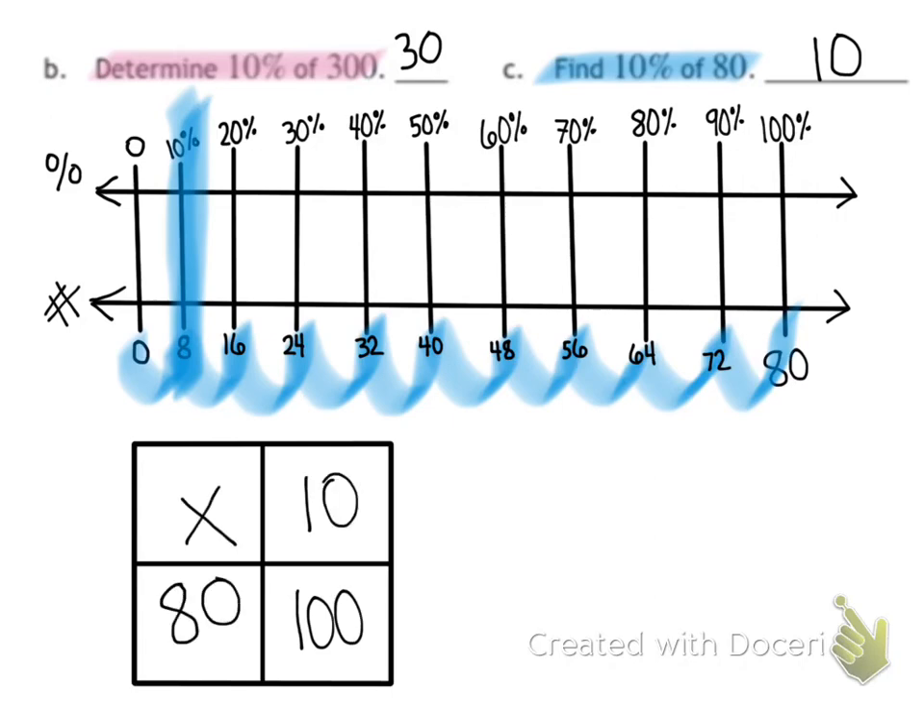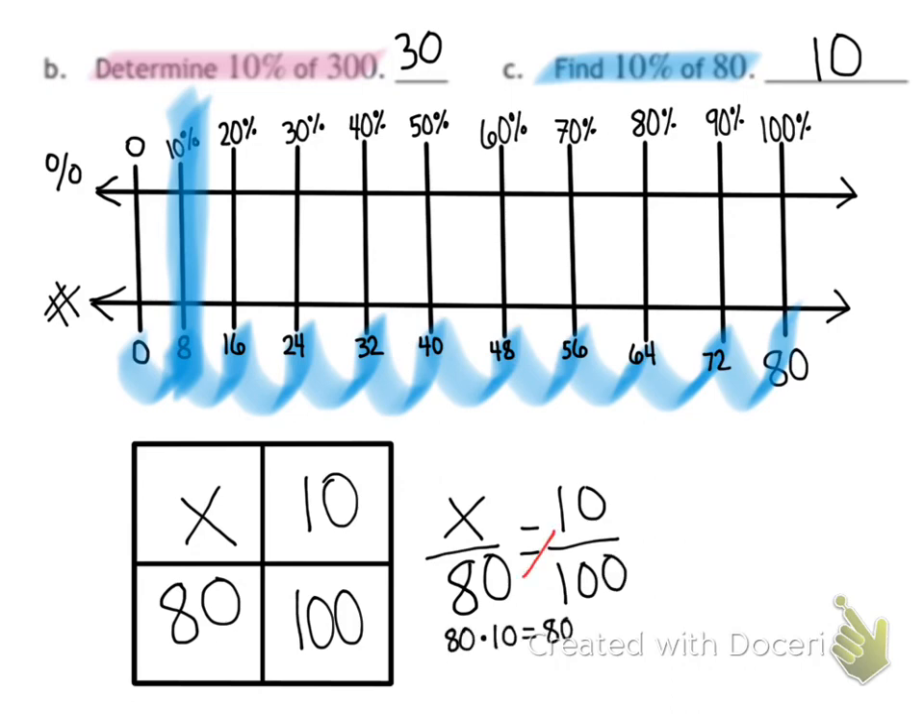It's always out of 100. It clearly tells us that the percent is 10 and the whole is 80. The unknown is the part. So we multiply. I'm just going to rewrite it really quick. We always multiply the numbers that are diagonal from each other, which is 80 and 10.